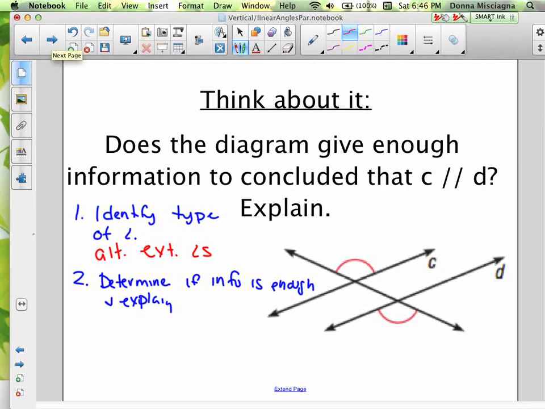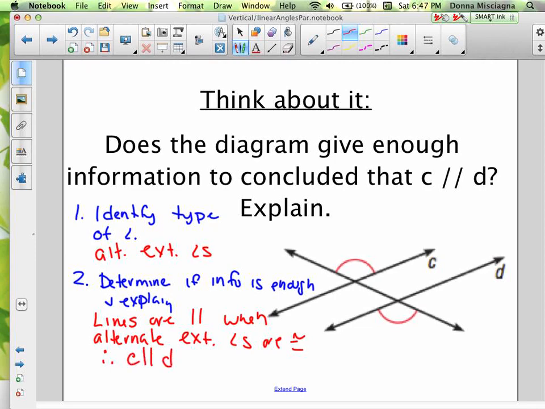Right? Well, we know that our lines are parallel when the alternate exterior angles are congruent. So therefore, we know that line C has to be parallel to line D, because that's only going to be true, right, when our alternate exterior angles are congruent. So if we know they're congruent, our lines have to be parallel. If the lines are parallel, alternate exterior angles have to be congruent. So that is enough information, right?